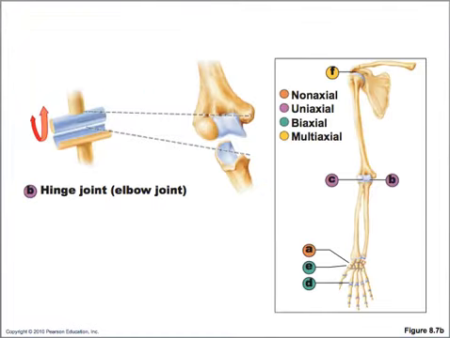Here's a picture of our elbow, our humerus and our ulna meeting to form this hinge joint. Notice here you can see the picture of the hinge. This is the picture of the ulna and the humerus.